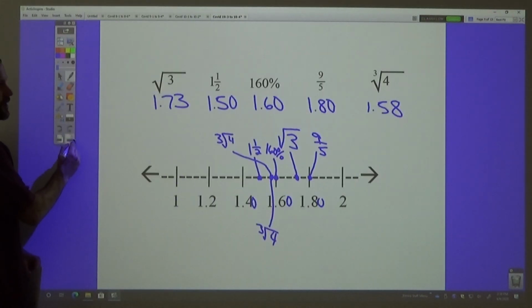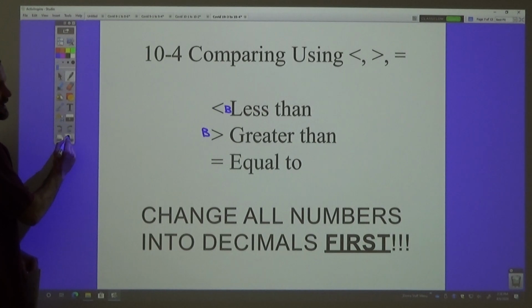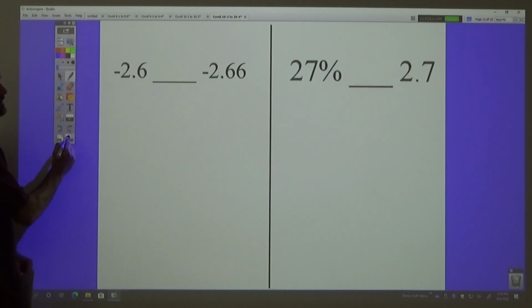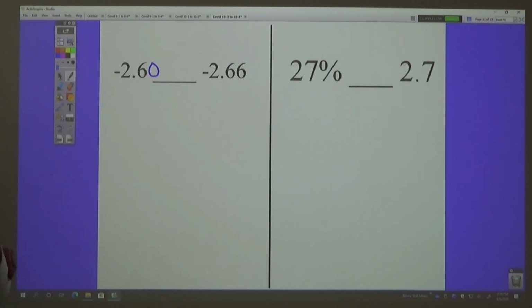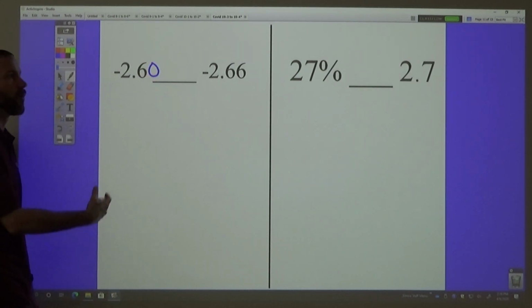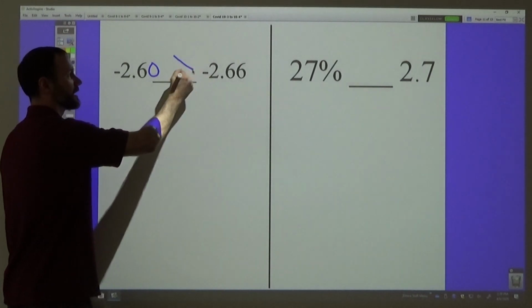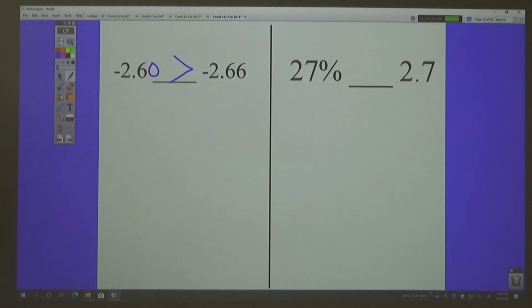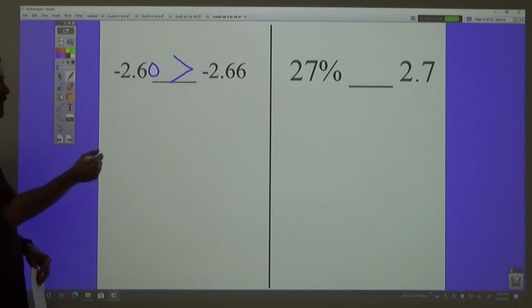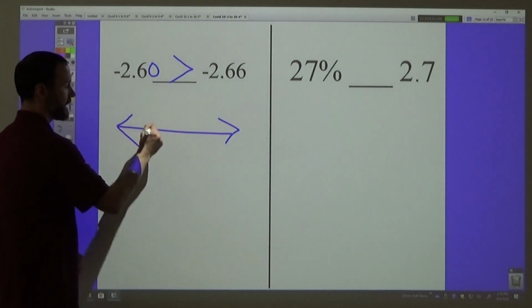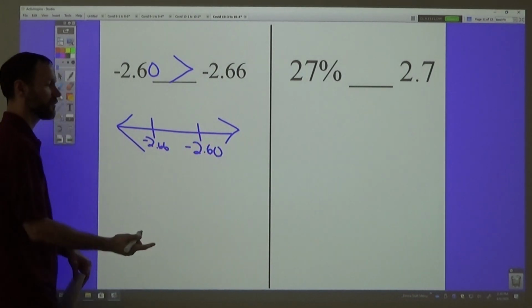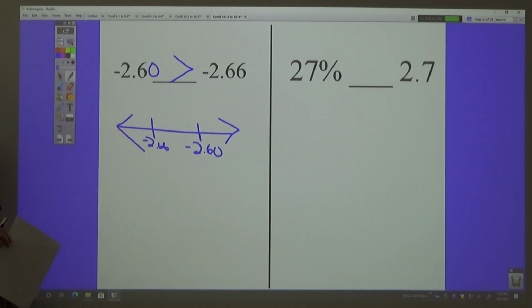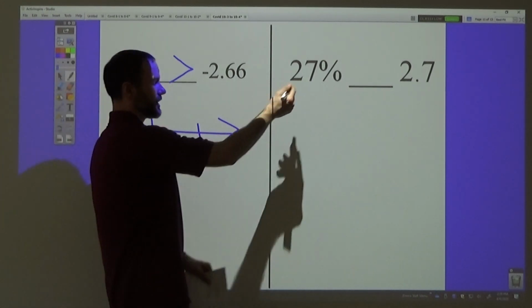When we're looking at this one, the more negative a number is, the smaller it actually is. So this is really like negative 2.6 versus negative 2.66. The more negative a number is, the smaller it is. So negative 2.60 is actually bigger than negative 2.66. Because negative 2.66 on your number line would be here, negative 2.60 would be here. So the more negative a number is, the smaller it actually is.